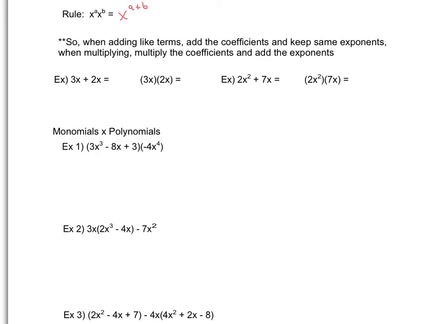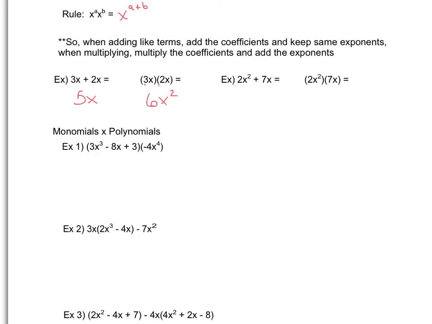The big thing is sometimes people start to get confused with adding versus multiplying. So the things we need to remember is that when we're adding like terms, or subtracting for that matter, we're going to add the coefficients and keep the same exponents. But when we're multiplying, we're going to multiply the coefficients and add the exponents. So this is a big piece to keep in mind. So for example, 3x plus 2x, we're adding, so I add my coefficients, 3 and 2 is 5. I keep the same exponent. When I'm multiplying 3x times 2x, I'm going to multiply my coefficients. 3 times 2 is 6. And I'm going to add the exponents. x to the first times x to the first gives me x squared.